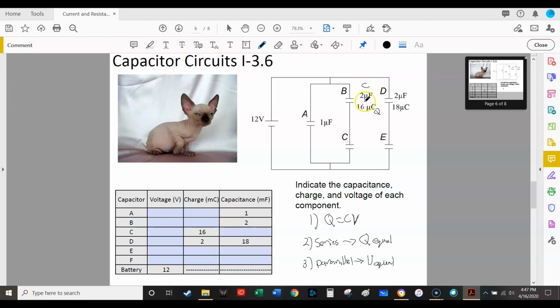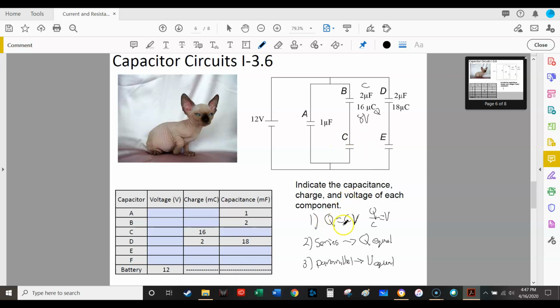Okay? So 16 microcoulombs divided by 2 microfarads, right? So Q divided by C is equal to voltage. Well, that is going to be 16 divided by 2. That is going to be 8 volts. So you know this guy is being powered by 8 volts. It's consuming 8 volts of the entire 12 volts here, right? B and C are in parallel with the battery.